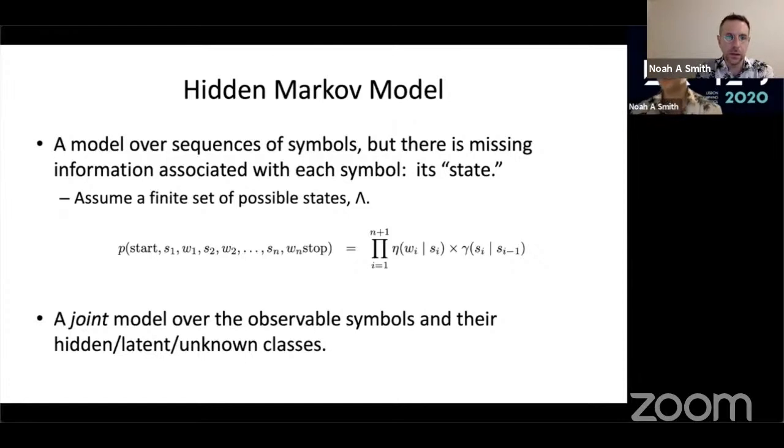And the way we define the distribution of a sequence of symbols together with the sequence of states: notice here I have P of start, S1 and W1, S2 and W2, all the way up to Sn and Wn, and stop at the end. The probability of that double sequence of states and symbols is given by the formula on the right. This should remind you very much of the class-based language model that we saw in the last section. You have an eta distribution over symbols or words given states, and you have a gamma distribution, which is here a bigram or Markov distribution over each state given the preceding state. So again, it's a joint model over the observable symbols, the W's, and their hidden or latent or unknown classes or states. I'll probably use the terms class and state interchangeably in this lecture.